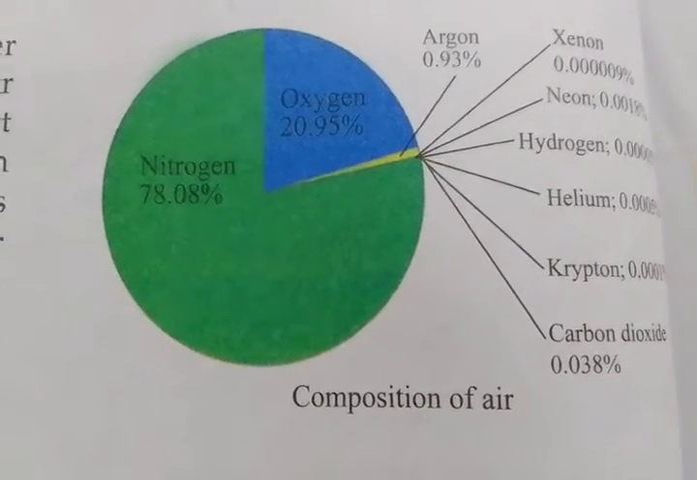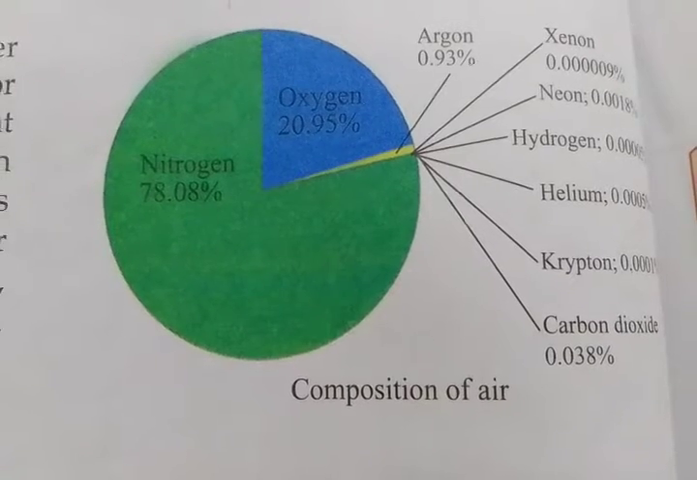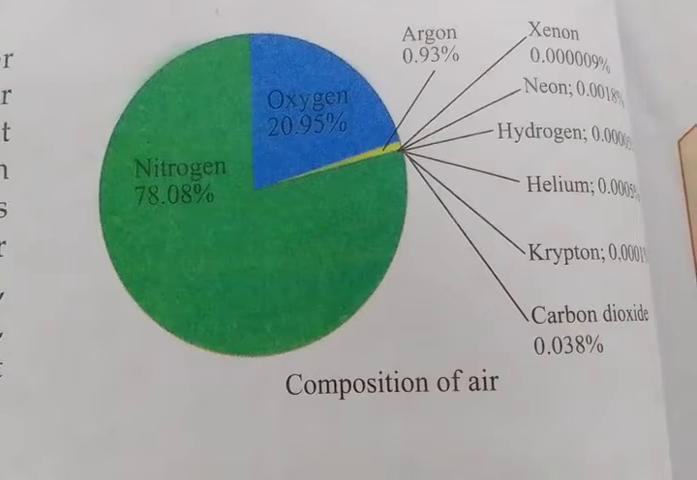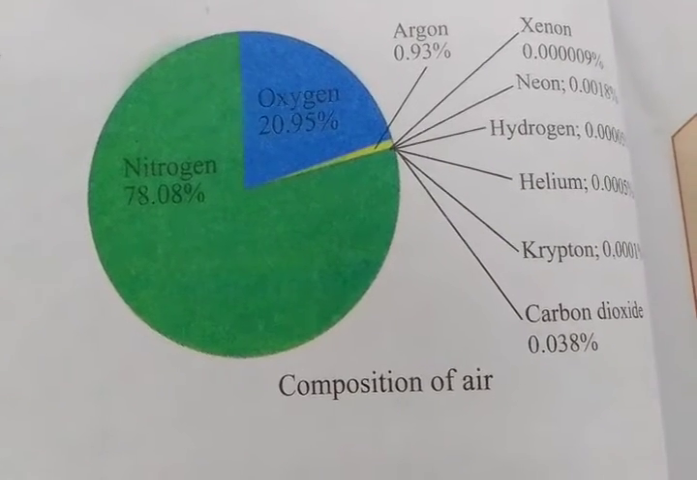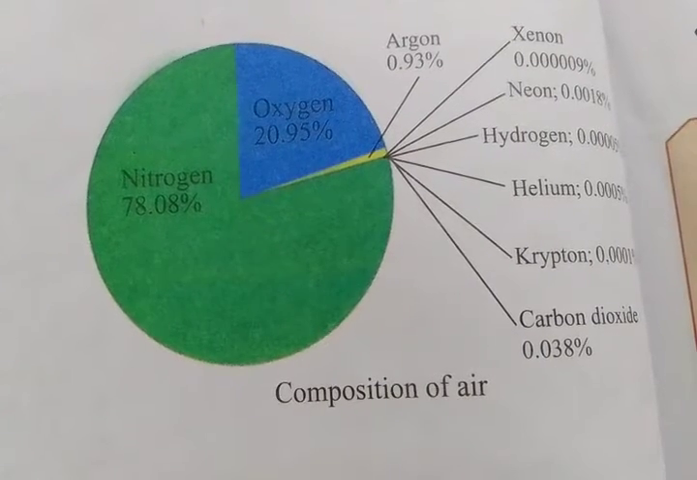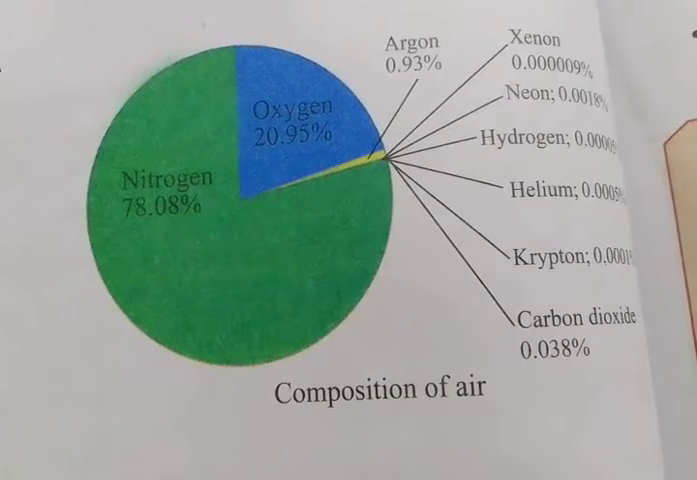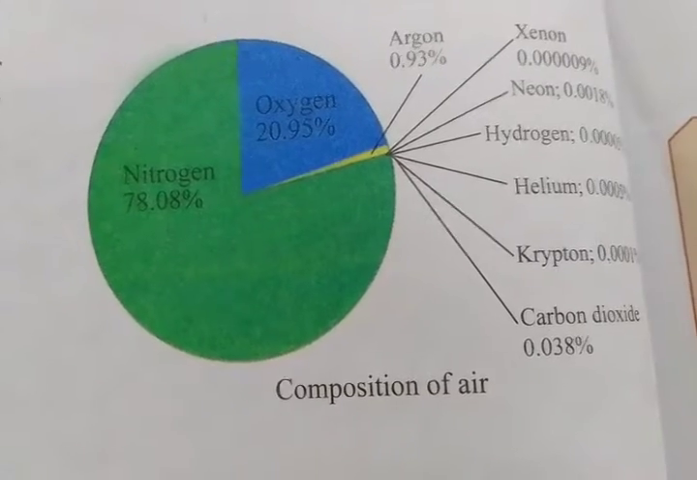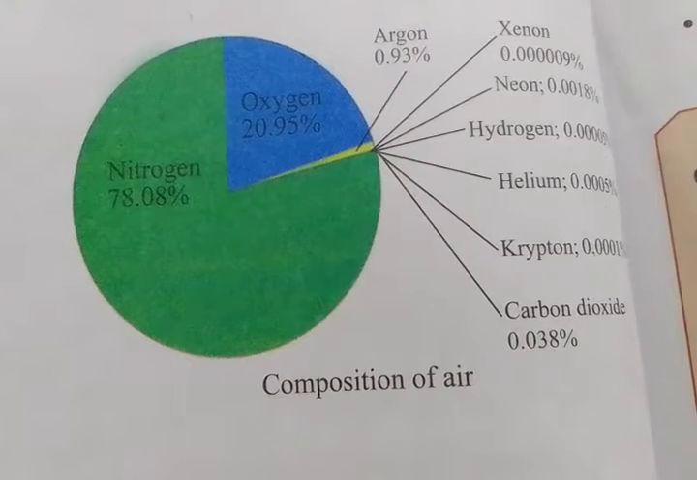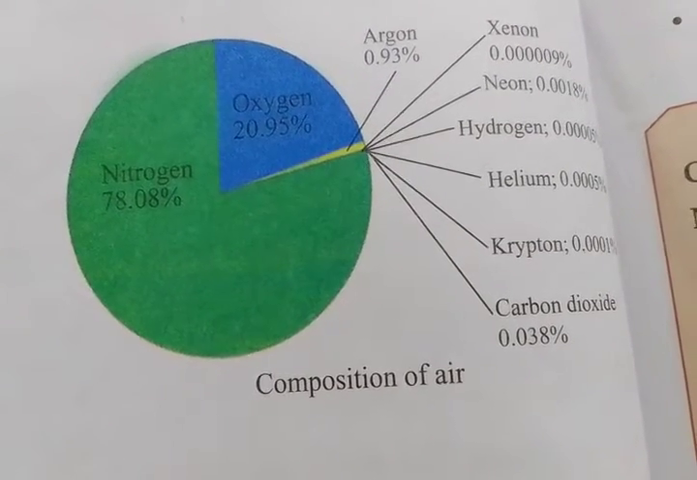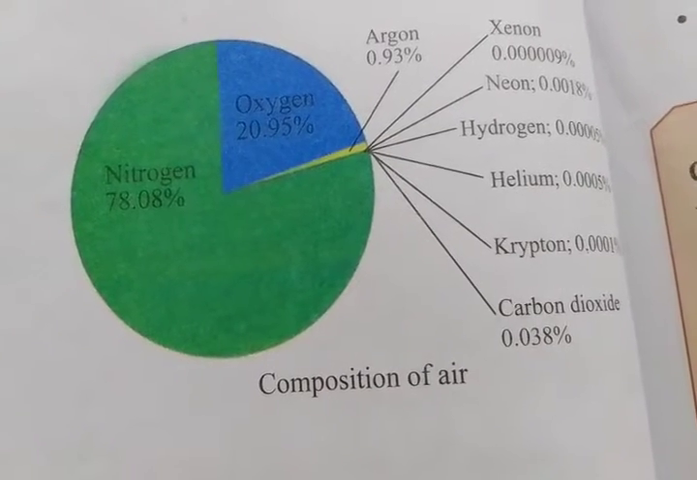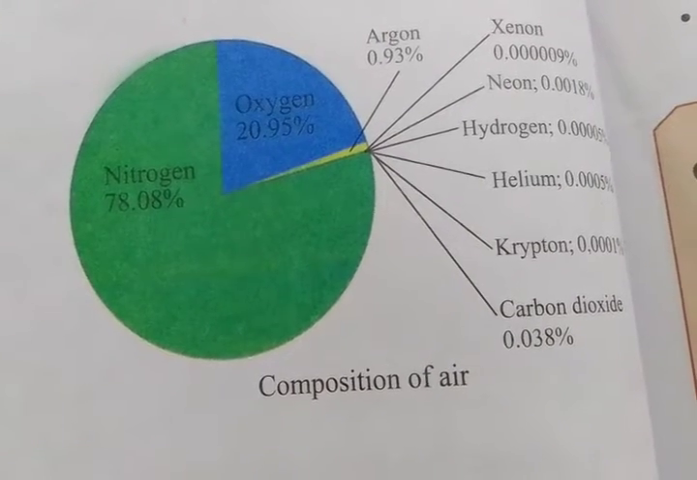And there is 1% of other gases like argon, which is used for making light bulbs and fluorescent tubes. Air also contains carbon dioxide, which is required by plants for making their food, and the process is called photosynthesis. And there are other gases like hydrogen, helium, xenon, etc. Besides the mixture of gases, air contains water vapor and dust particles in it. Okay.